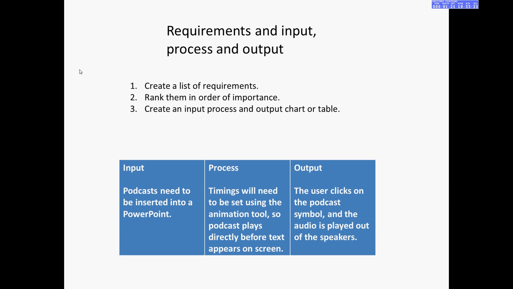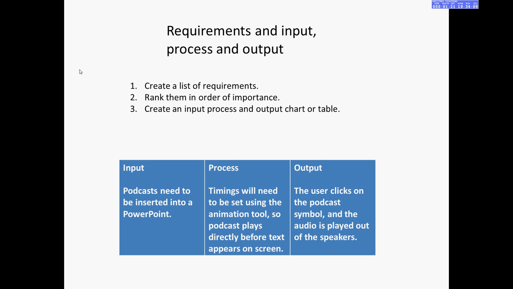So here's an example. This might be an example if you're going to be doing an interactive display on PowerPoint and you want to use podcasts. The input will be podcasts that need to be inserted into the PowerPoint through whichever file you want to use, WAV or MP3. The process for this is that timings will need to be set using the animation tool on PowerPoint, so the podcast plays directly before the text appears on the screen. That will be the process which you will be required to achieve the solution to the problem.